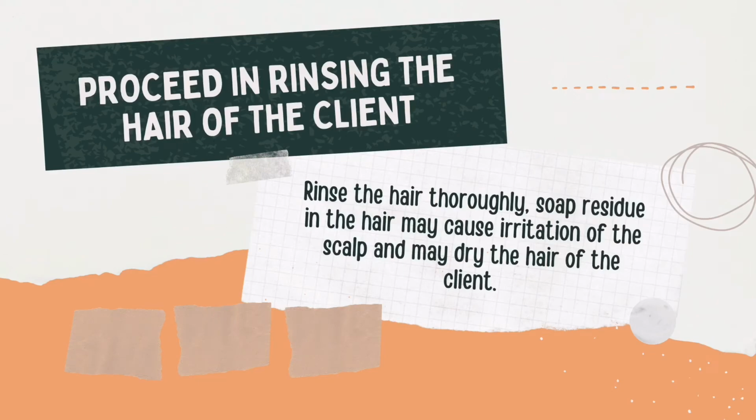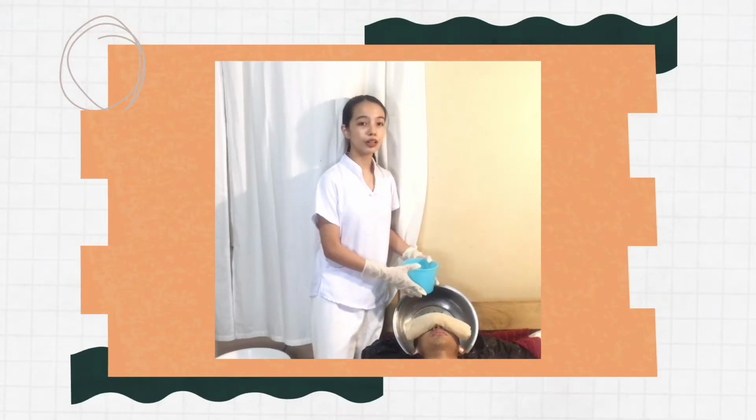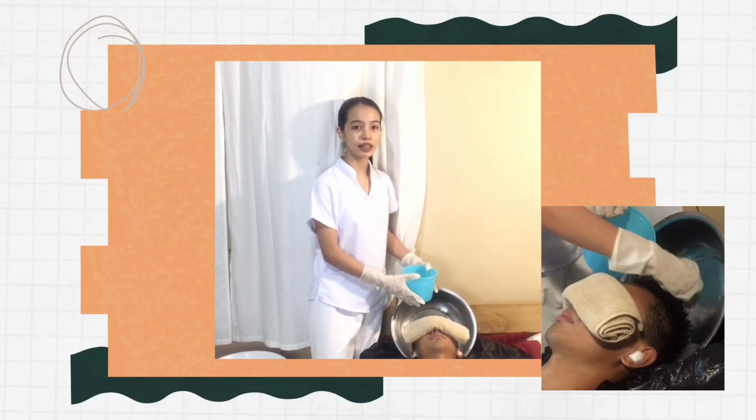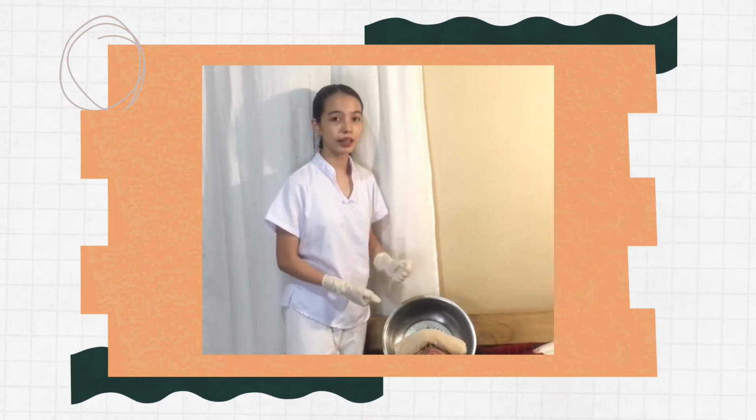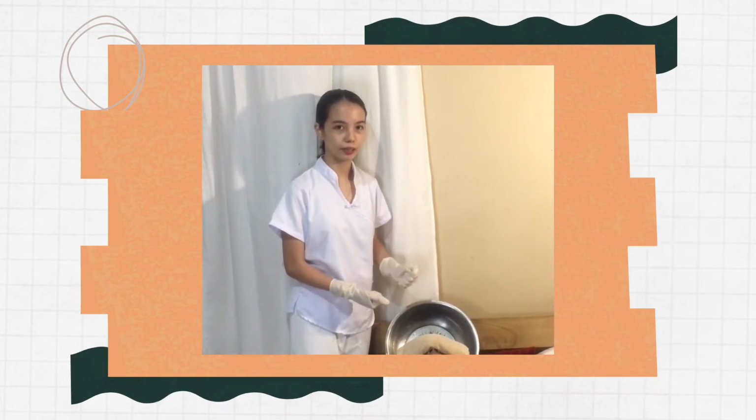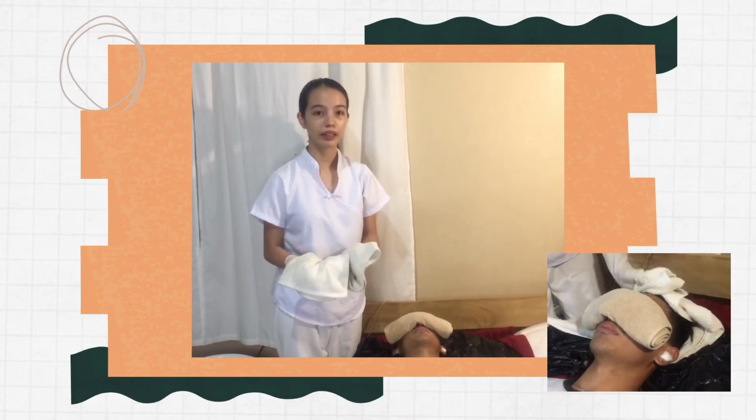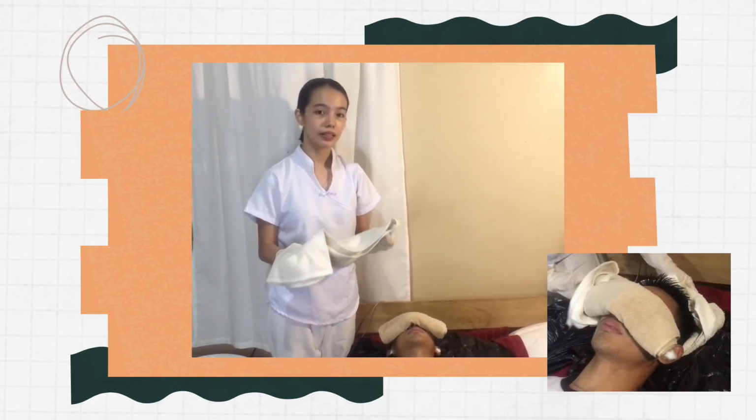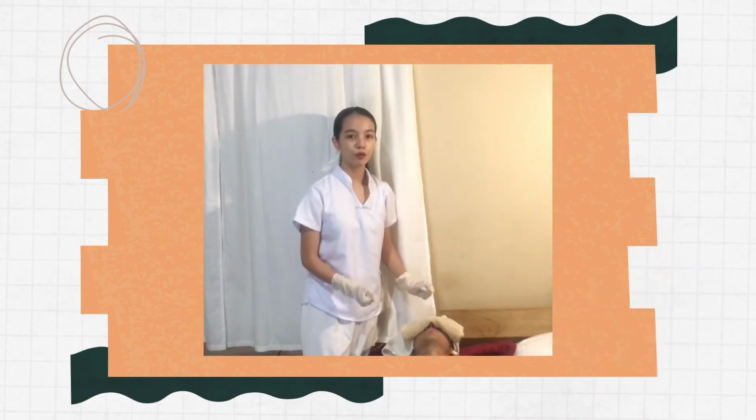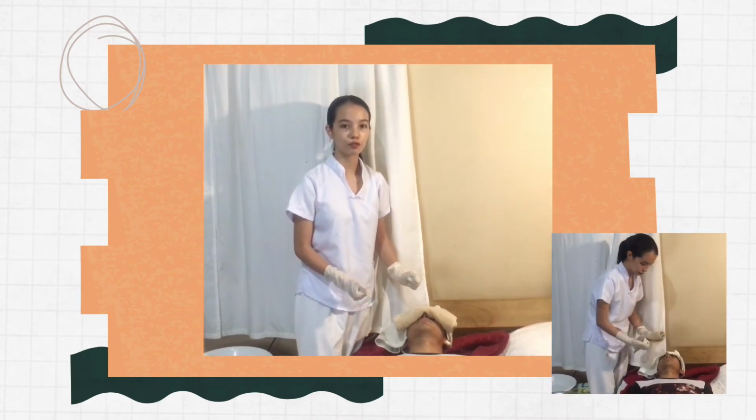Proceed in rinsing the hair of the client. So if you are using Kelly pad, it is way easier because it is less messy than using the basin. Since I already rinsed it well, I will now remove the water basin. Next, I will use towel to make a turban in order to wrap my client's hair, so I will wrap this around here since it is still wet. I will now remove the washcloth from his eyes and remove the cotton balls from his ears.